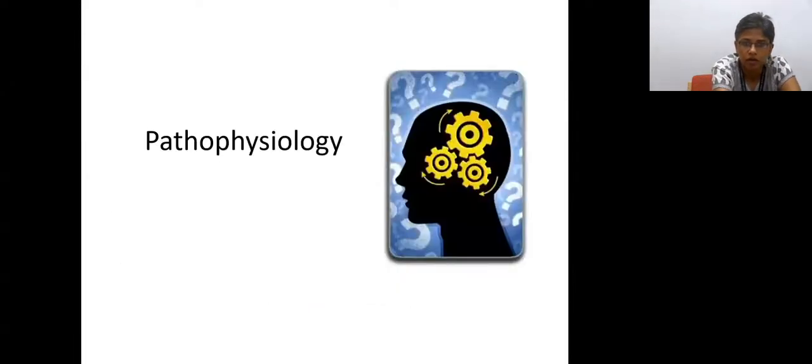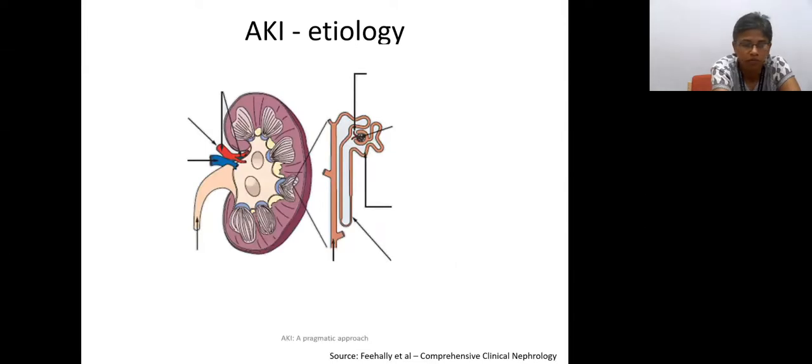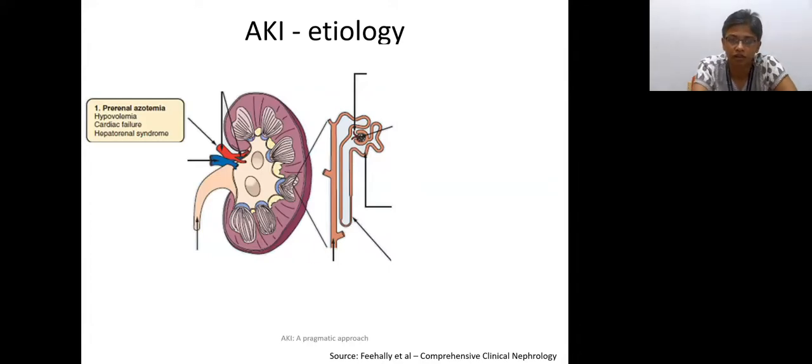Right. Now let's look at pathophysiology, which is important to understand because it helps us in managing our patients. So the kidney is divided into different compartments, and the causes of a kidney injury can be understood based on what compartment of the kidney is affected. So in pre-renal kidney injury, it happens because blood flow to the kidney is compromised for some reason, either because of hypovolemia or cardiac failure or hepatorenal syndrome, in which the kidney vessels basically go into spasm.